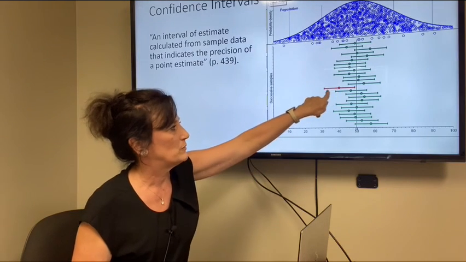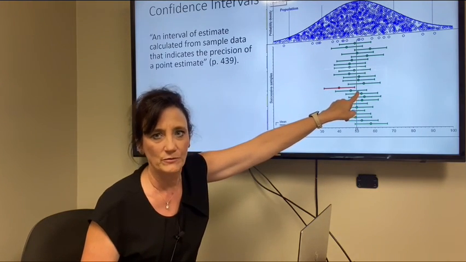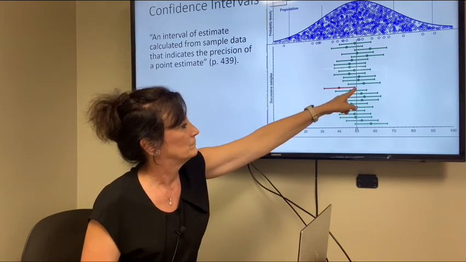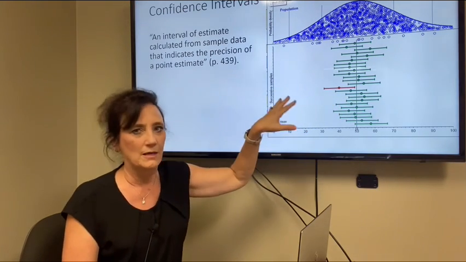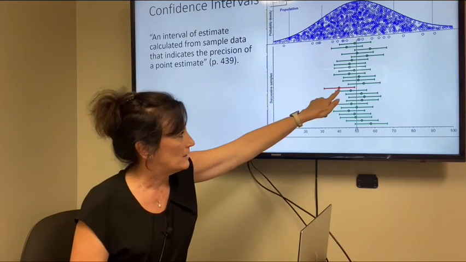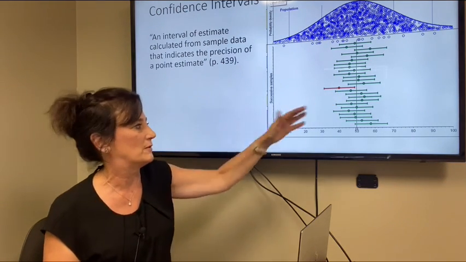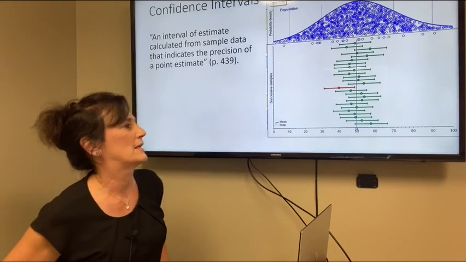See this one red one? See how the confidence interval does not cross over that population mean line? That tells you that estimate is outside the range. That particular point estimate is not going to be an approximation of the mean. Now, let's see if we can put this in perspective and understand it a little better.